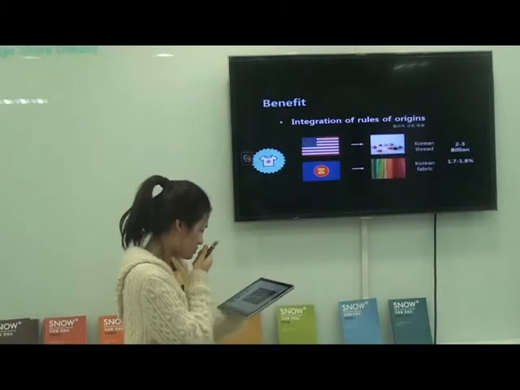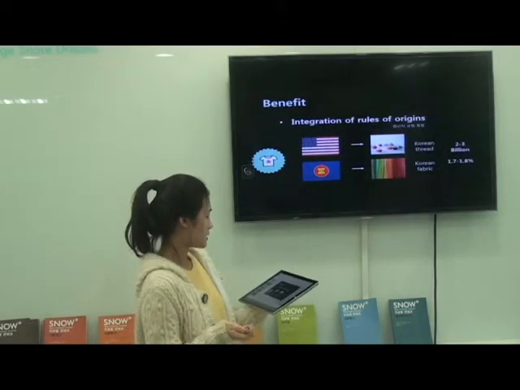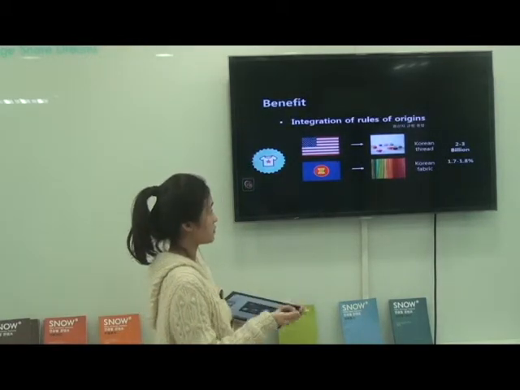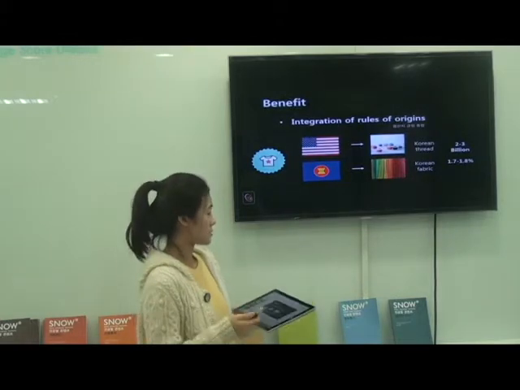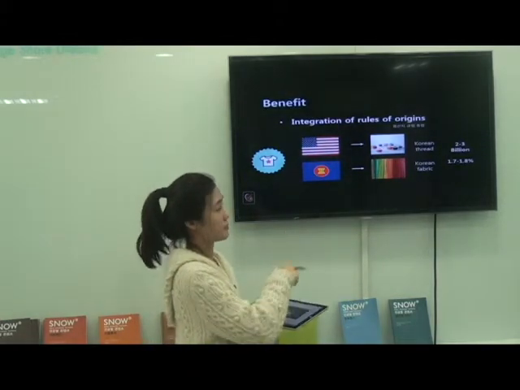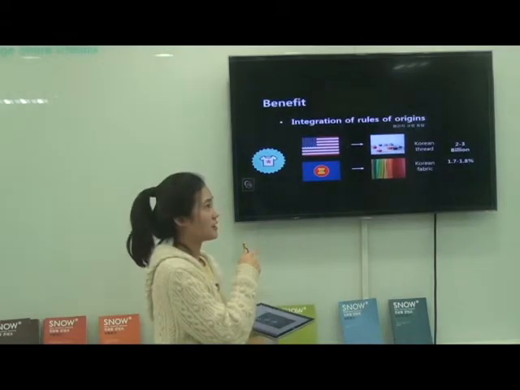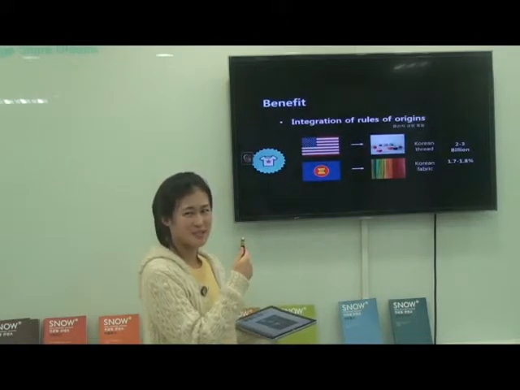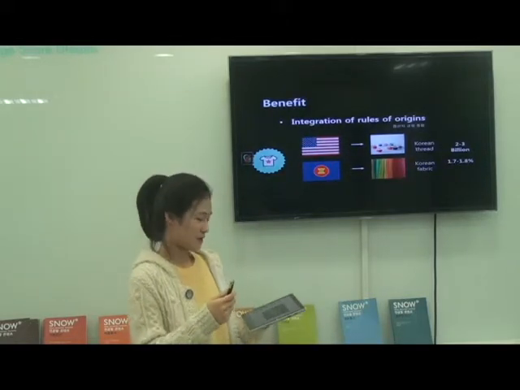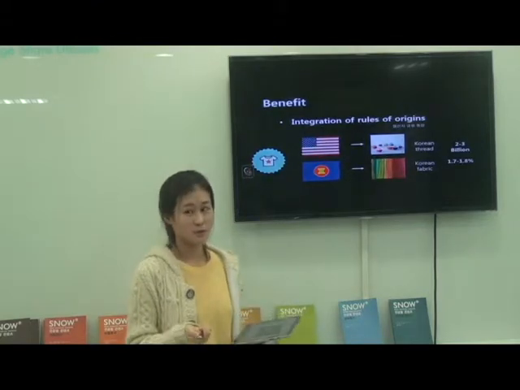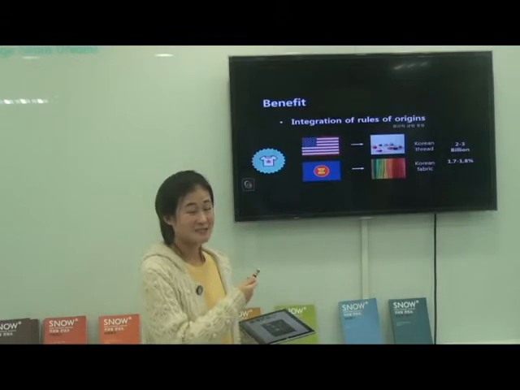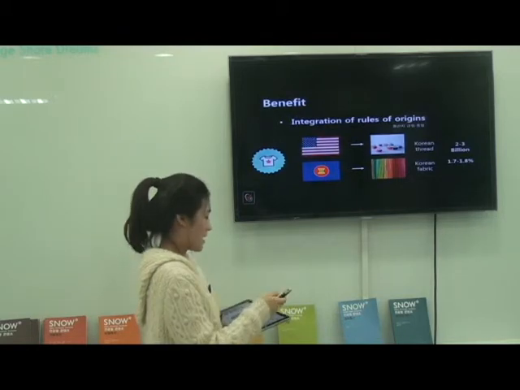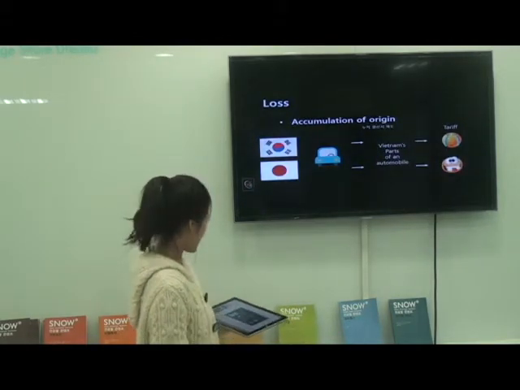And so, if it is implemented, the trade balance will be improved by 2 or 3 billion, and national income increases 1.7 to 1.8%. I mean 국민 소득, like a GDP, but national income. 국민소득 3만 불 시대, like this. So it increases 1.7% if we join the TPP. And another part is the loss part.